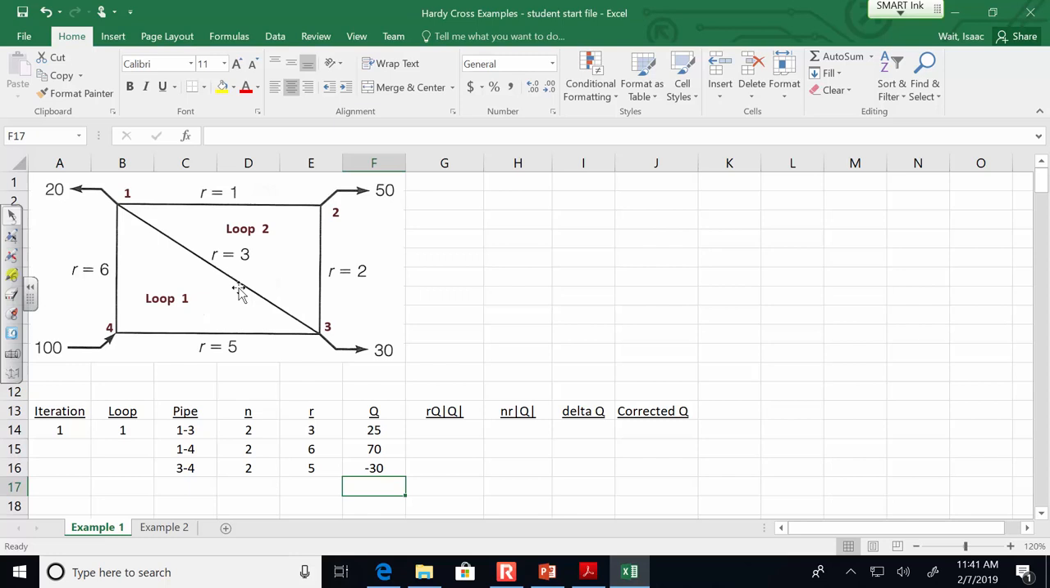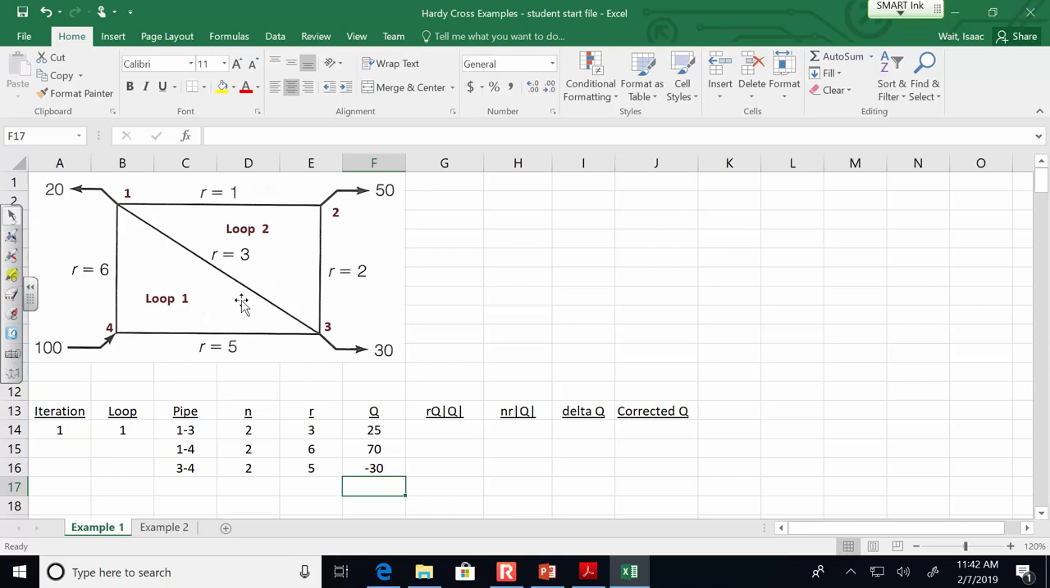Any questions so far? Yeah? When you say clockwise or counterclockwise, do you mean about the middle of the system? Yep. From the perspective of the loop, if we say the loop is a route that the flow could be going, is the direction of the flow against our convention of clockwise positive or with that convention?